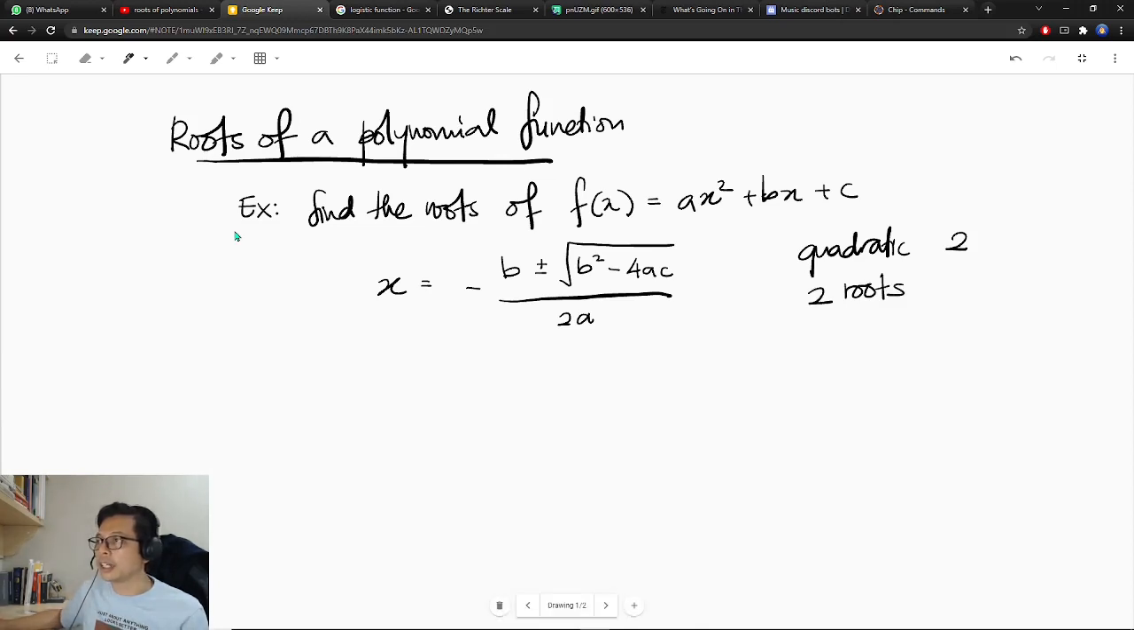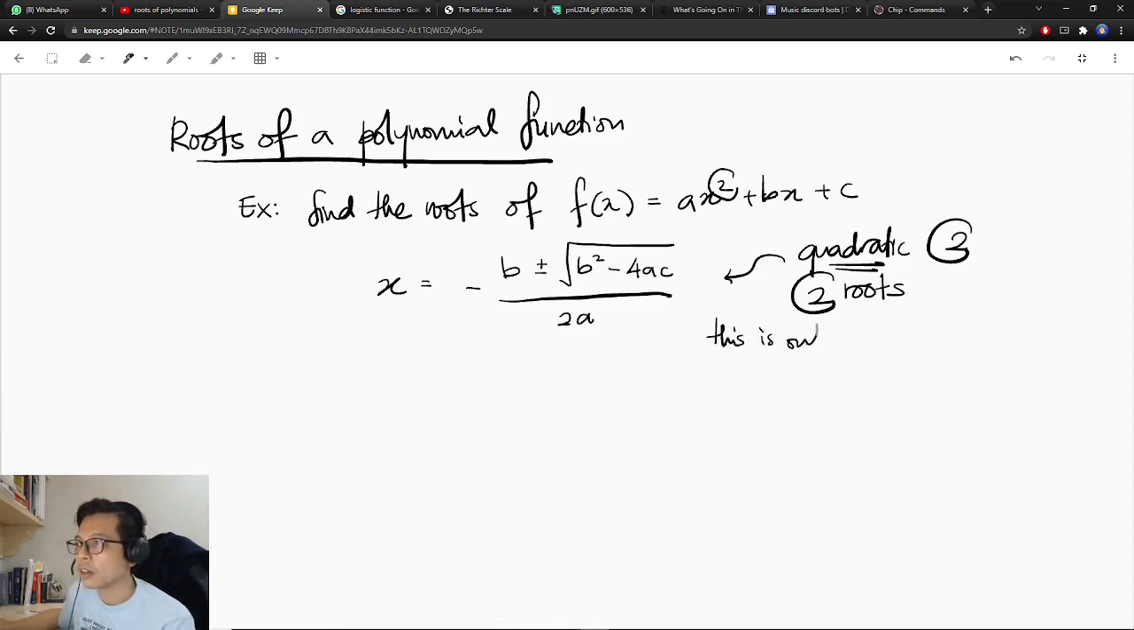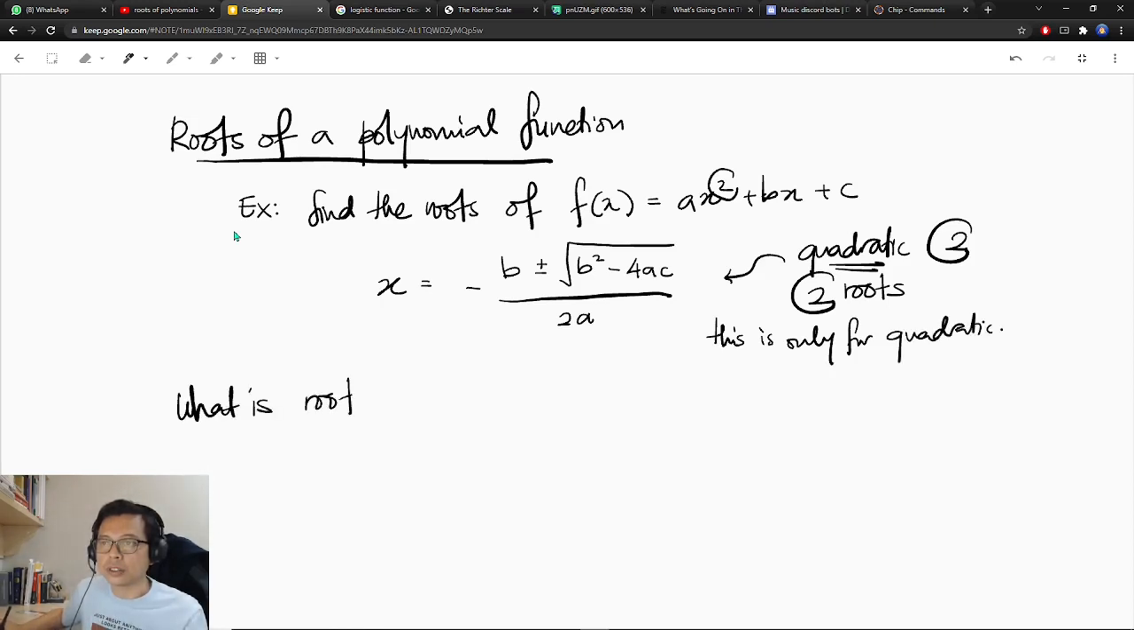What I'm saying here is if your polynomial function's highest degree is 2, then you're going to get the same amount of roots. So if this is quadratic, the highest degree is 2, then you are going to have two roots. You find the roots for a quadratic function by using this formula. But for cubic or quintic or higher degree polynomial functions, you cannot use this formula. This is only for quadratic functions.